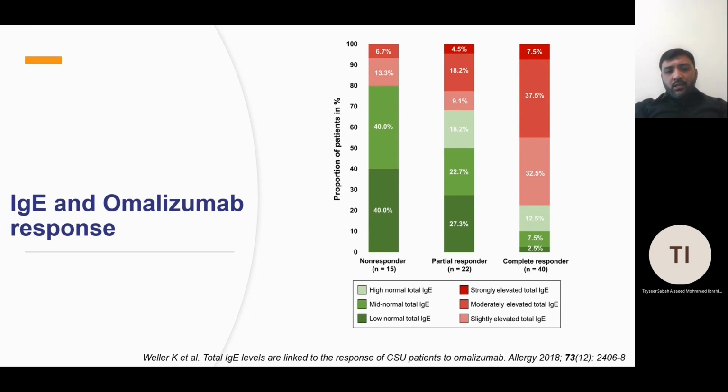So the study, which was conducted by Weller and colleagues, looking into the response of Omalizumab in relation to IgE levels, found that in complete responders, 80% of the patients had a high IgE level in comparison to 80% of the non-responders with a normal or low IgE level.